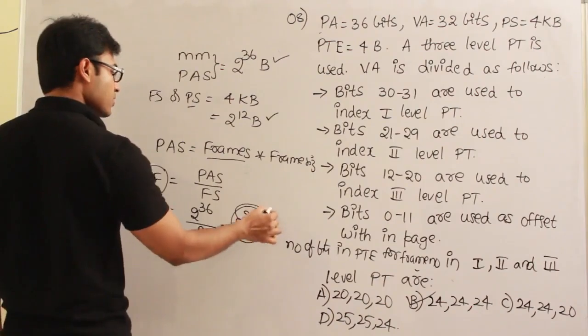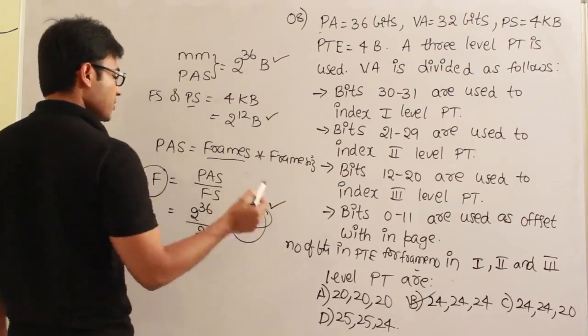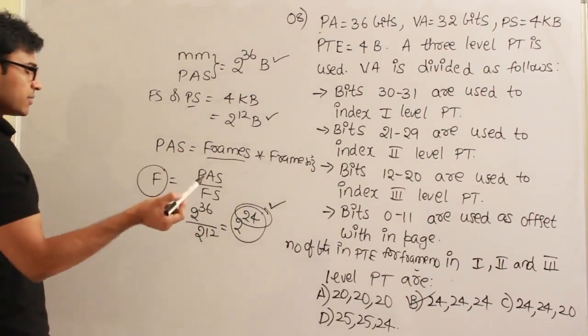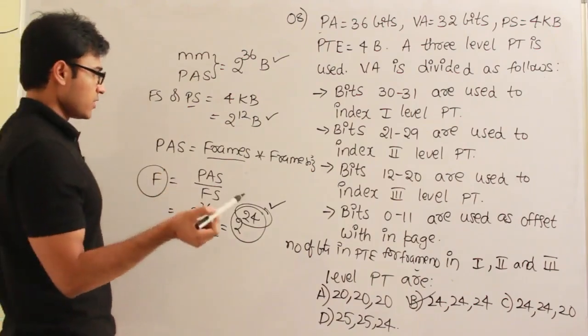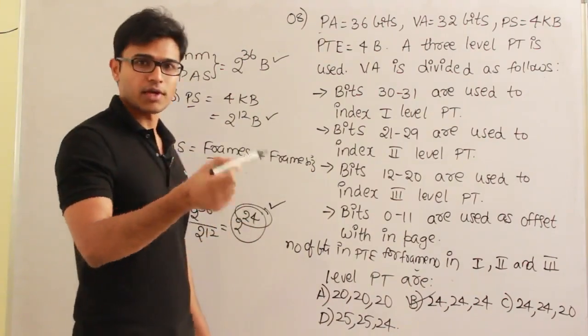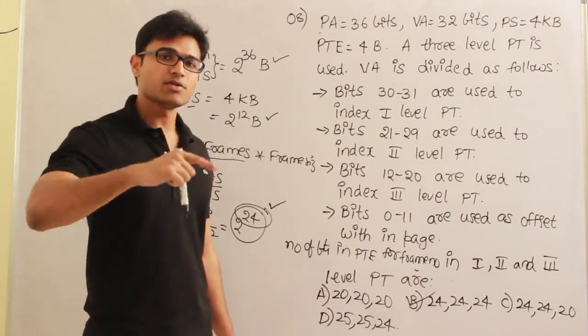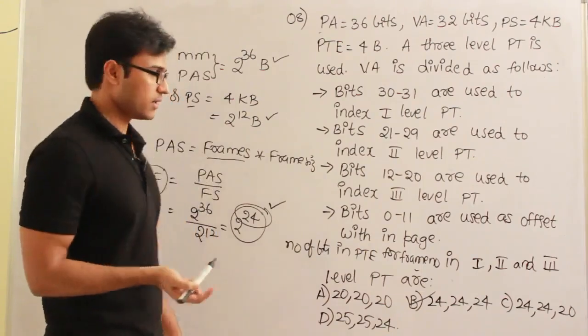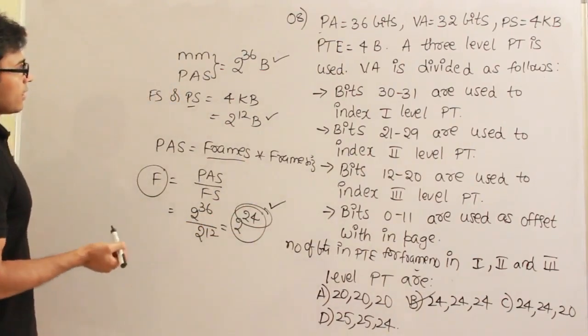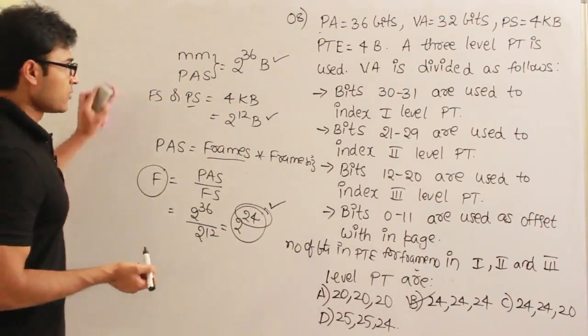24 bits. Therefore, these 24 bits have to be present in every page table entry, because every page table entry is pointing to one of the frames in which that particular page of the next level is present. Got it? That is how we got it. Fine. That is how the answer is 24, 24, 24.